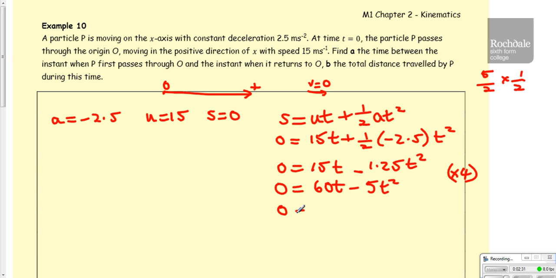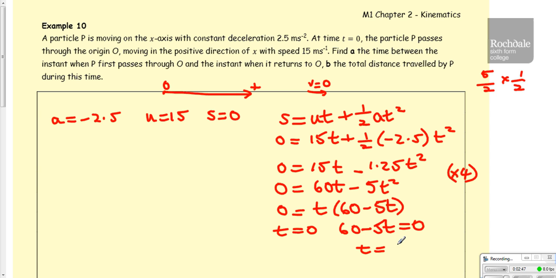We can now factorise it, take out the t, and so we've got here either t equals 0 or 60 minus 5t equals 0. And if you rearrange this second one, you get that t equals 12. What that tells us is that the particle moves up to this end and comes back again in 12 seconds.